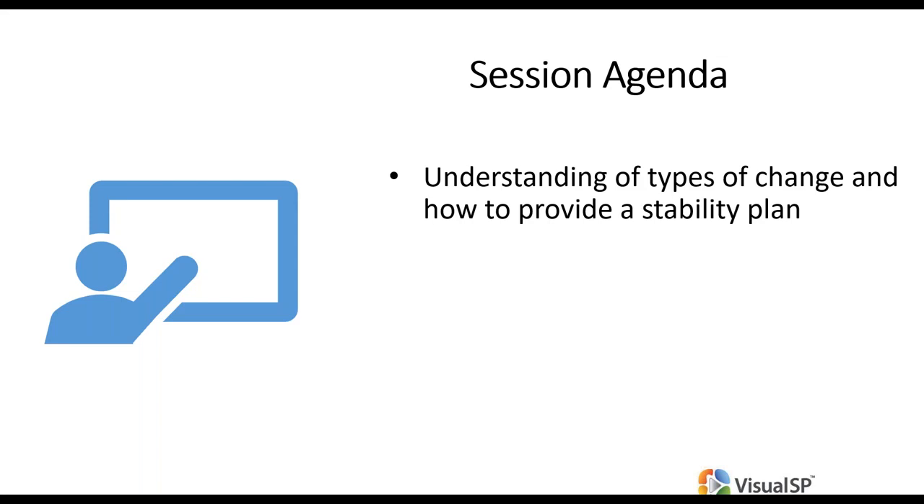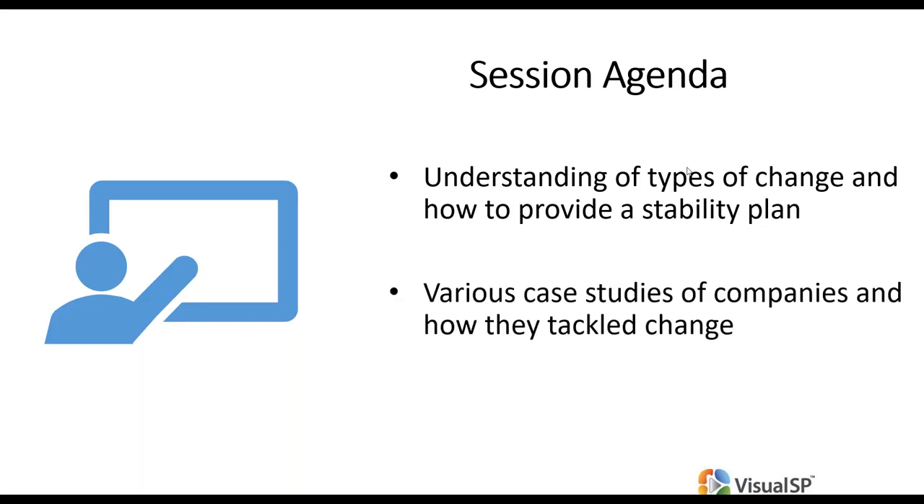The main session agenda that I have today is, first of all, understanding the types of change and how to provide a stability plan for that change. Then various case studies of companies and how they tackle change. That's super important. We have to, in my opinion, learn from others. We can't just be reinventing the wheel every time. There's some really cool stuff. One of the things that I really like in one of my slides that most people take pictures of at conferences is, how do you measure adoption? How do you measure when things are actually changing? There's a really cool one for that, for what Visa Corporation did. We learned from that. Then lessons from my experiences. So that's going to be good as well.